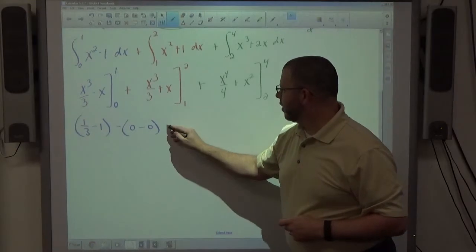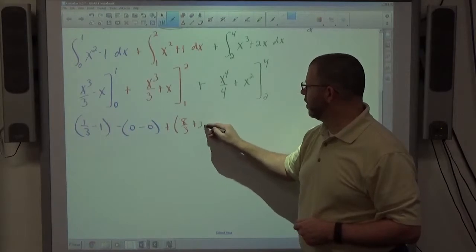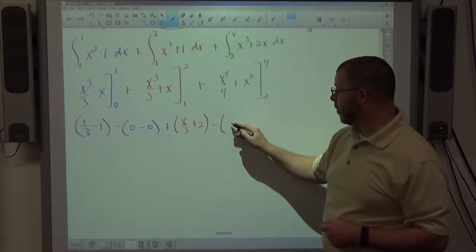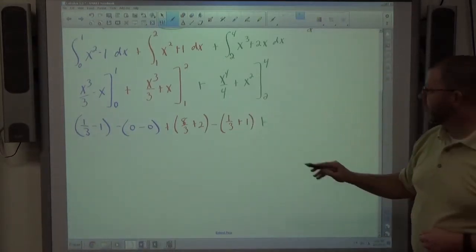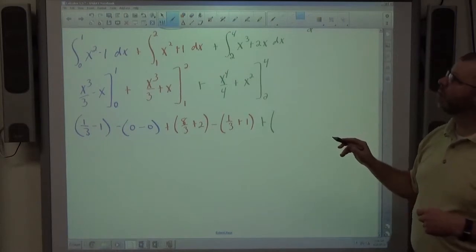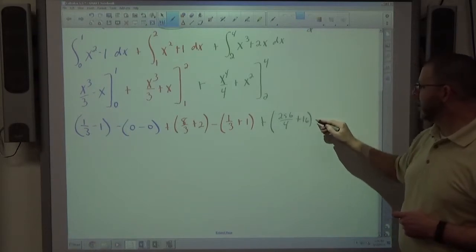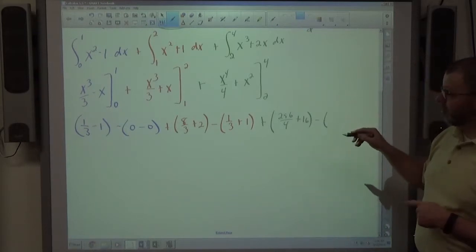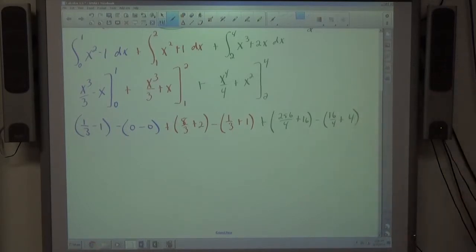Next for the red one, if I put in 2 first, I'm going to get 8 over 3 plus 2. And from that I'm going to subtract 1 in for both those, 1 over 3 plus 1. And then for the green one I'm going to put 4 in place of each of those numbers. So I'm going to get 4 to the 4th, which is 256 over 4 plus 16. And from that I'm going to subtract, putting 2 in, I'm going to get 2 to the 4th, 16 over 4 plus 4 squared, which is 4. Just insert the top number in the first parentheses, subtract, insert the bottom number in the second parentheses, and then get what you get.